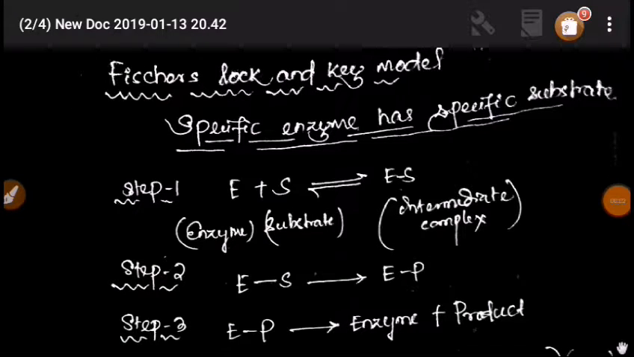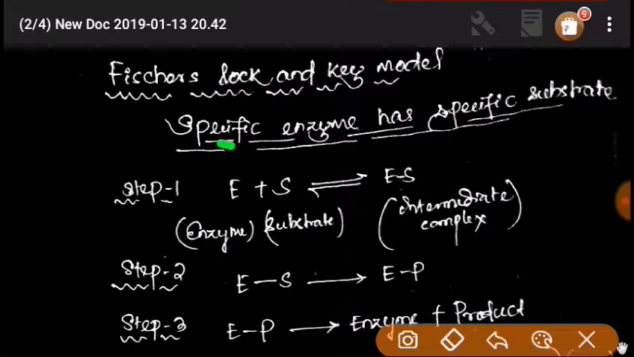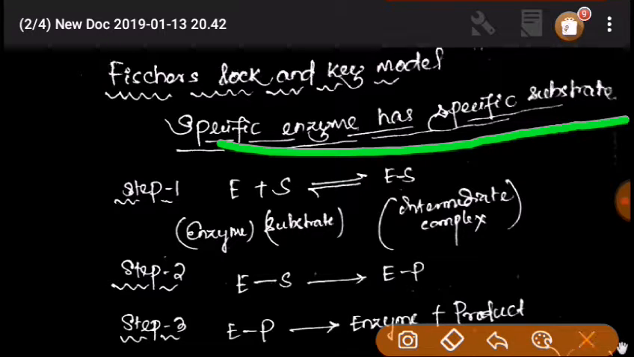Next I come to the Fischer lock and key model. It is specific for enzyme. Its main postulate is that a specific enzyme has a specific substrate. Specific enzyme has specific substrate. You have to remember it first.